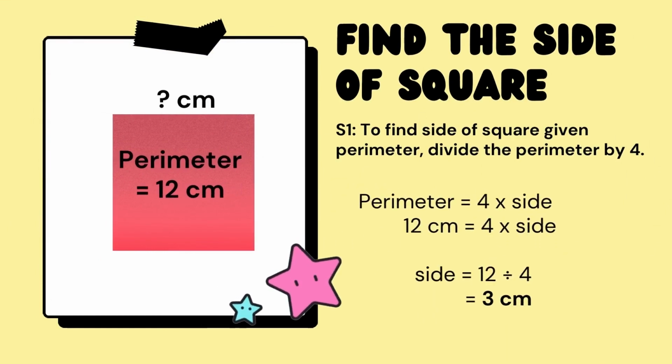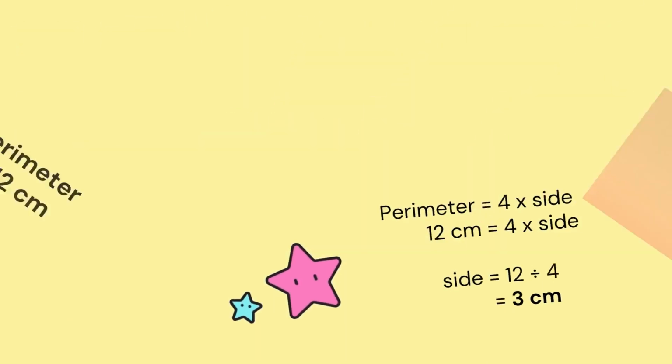Okay, another example. What if you are given the perimeter 12 centimeter instead? Again, in order to find the side of square given the perimeter, just divide by 4. So as you can see, the side is equal to 12 divided by 4, which is equal to 3 centimeter. Okay, that is easy. So basically to find the side of a square, you just need to simply divide the perimeter by 4. Okay.